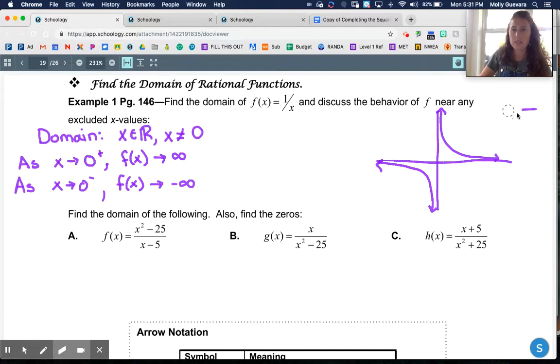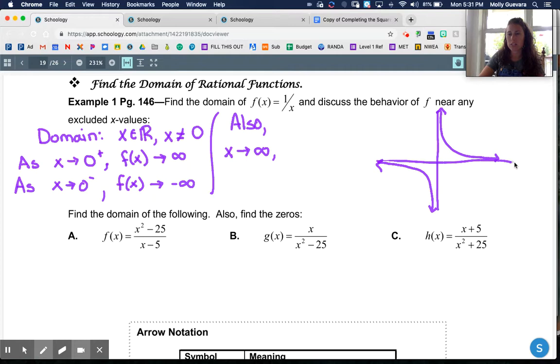And we can do this for other values as well. For example, let's say as x approaches infinity. As my x values go out forever and ever, my y values just get closer and closer and closer to 0. I never cross over. I have an asymptote here. So my f of x approaches 0. I have asymptotes. Maybe let's make a note of my asymptotes.